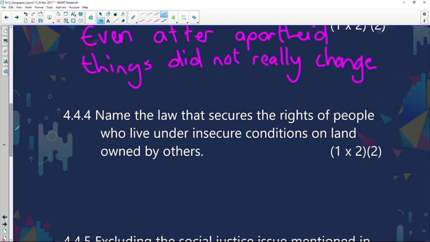Now, if you quickly look at question 4.4.4, name the law that secures the right of people who live under insecure conditions on land owned by others. And that law is the Land Tenure Reform.